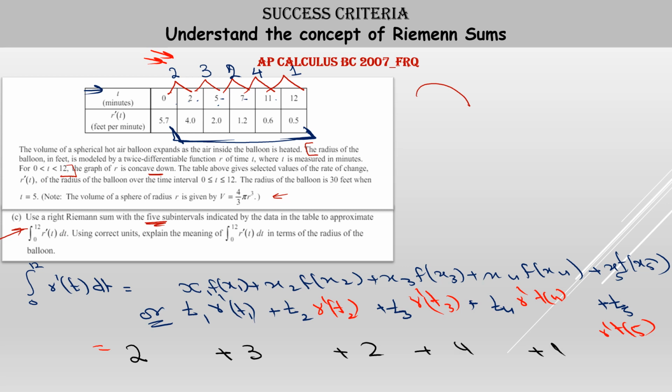Now I have to write down the r prime values. In the right Riemann sum I start from the second value, leaving the first. So it will be 5.7, 4.0, 2.0 or only 2, 1.2 and 0.6. Write it in the calculator and get the answer.